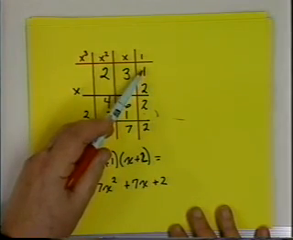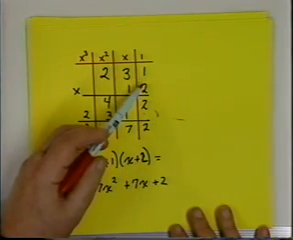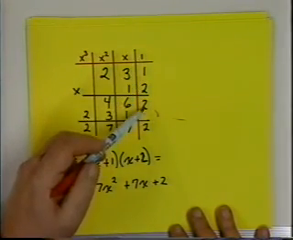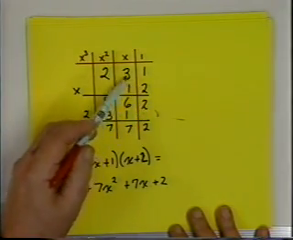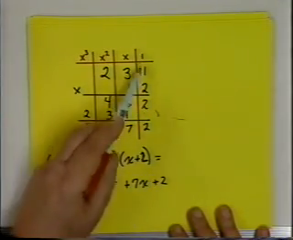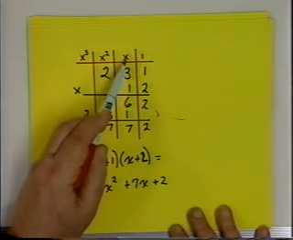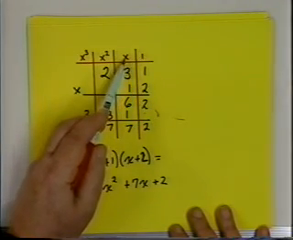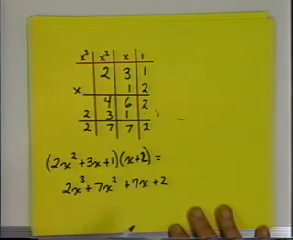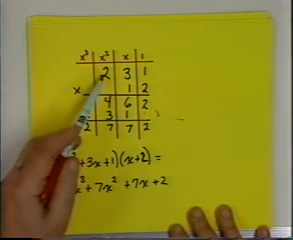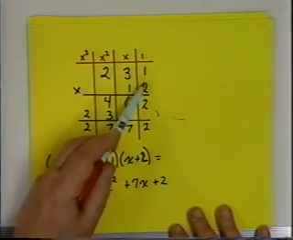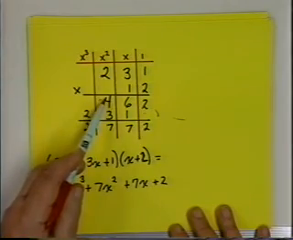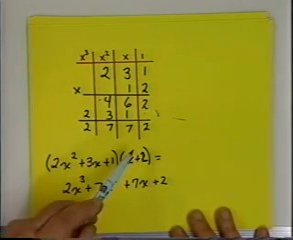Is 2 times 1, 2? Yes, but what's the noun? These are both in the 1's place, so the 2 goes into the 1's place. Is 2 times 3, 6? Yes, but what's the noun? The 2 is in the 1's place, the 3 is in the x place, 1 times x is x, so the 6 goes into the x place. Okay? 2 times 2 is 4. What column does it go into? 1 times x squared is x squared, so the 4 goes into the x squareds column.